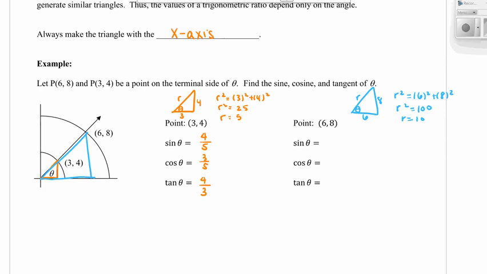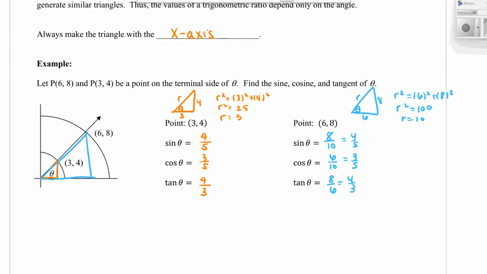So the sine of theta would be equal to the opposite over hypotenuse, so 8 over 10, which of course you always want to reduce, equals 4/5. Cosine of the angle is adjacent over the hypotenuse, which if you reduce gives us 3/5. And the tangent would be opposite over adjacent, which is 8 over 6, which of course equals 4/3.